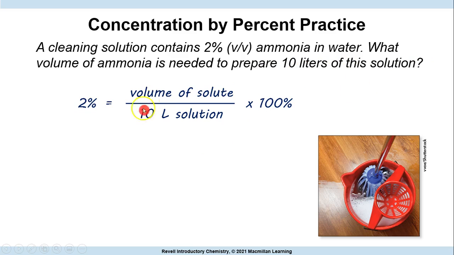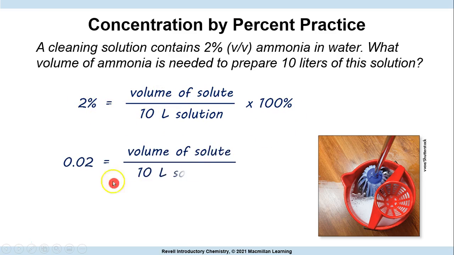Alright, so we are going to divide 2 here by 100, and then we multiply by the 10 to have the volume of the solute. So we have 2% here, and we are going to divide by 100, multiply by the 10 to have the volume of the solute. So if we divide 2 by 100, that gives us 0.02. And that is equal to the volume of solute divided by 10 liters of solution that we want to prepare.